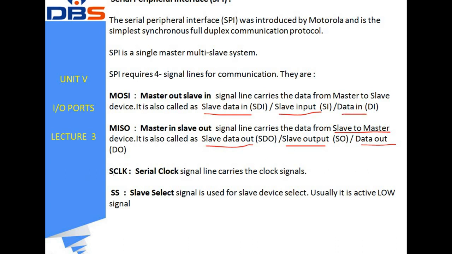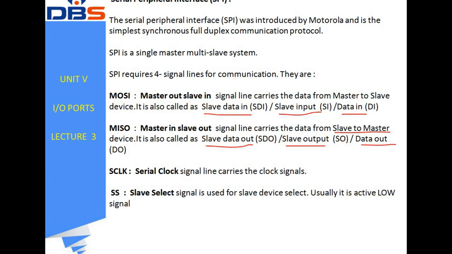Coming to the next one, serial clock. The serial clock signal line carries the clock information. As we have already seen, in these peripherals only the master will provide the clock to the slaves.